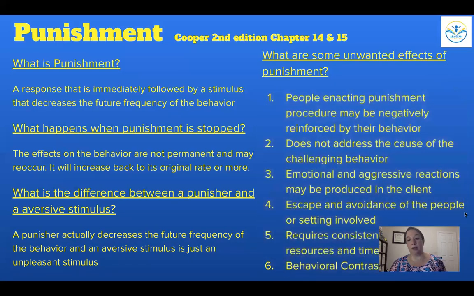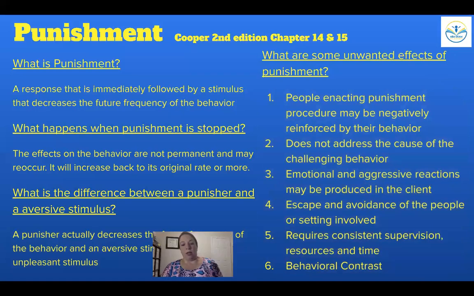All right, so there's a whole list of them. Number one is people enacting the punishment procedure may be negatively reinforced by their behavior. So anyone that's involved might have that negative reinforcement because of that. Another thing is it does not address the cause of the challenging behavior. And then, like you guys mentioned, emotional and aggressive reactions may be produced. Escape and avoidance, that's huge. So escape and avoidance for the people or even a specific setting.